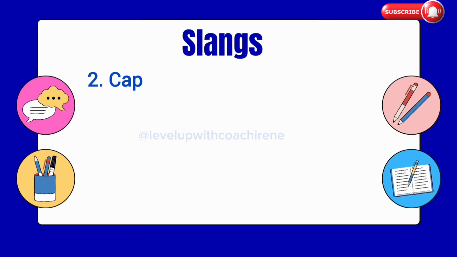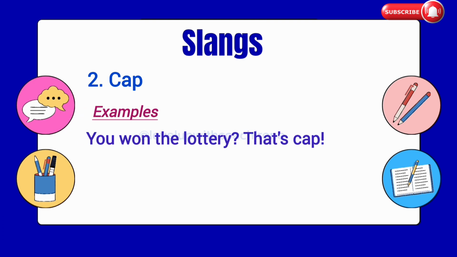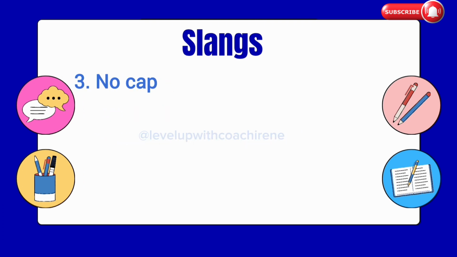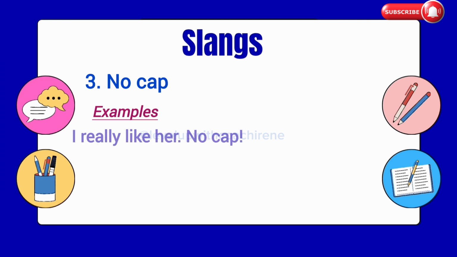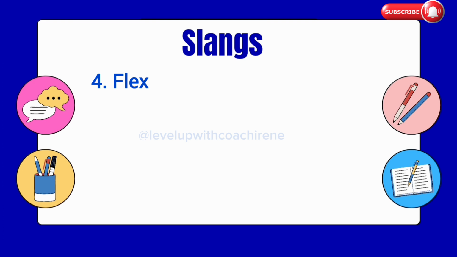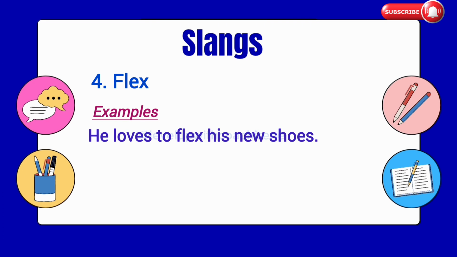Number 2, cap, meaning a lie. For example, you won the lottery, that's cap. Number 3, no cap, meaning being honest. For example, I really like her, no cap. Number 4, flex, meaning to show off. For example, he loves to flex his new shoes.